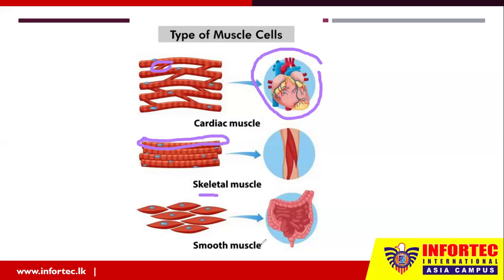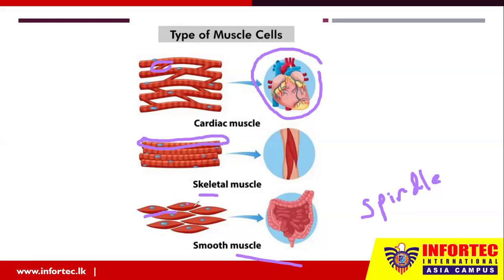Then finally, the smooth muscle. The smooth muscle is also involuntary, similar to the cardiac muscles. Here you can see there are no striations. The cell shape is spindle shaped. So when we consider the smooth muscle, the shape is spindle shaped and there are no striations. Here also there is a single central nucleus.